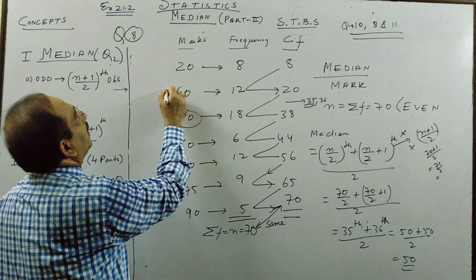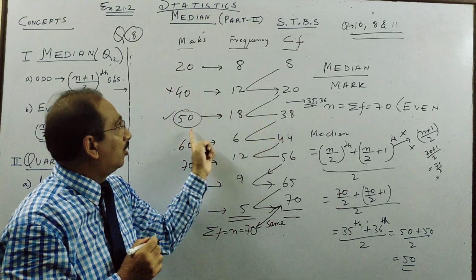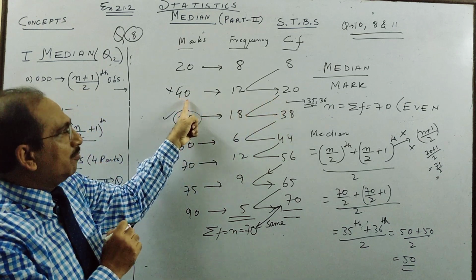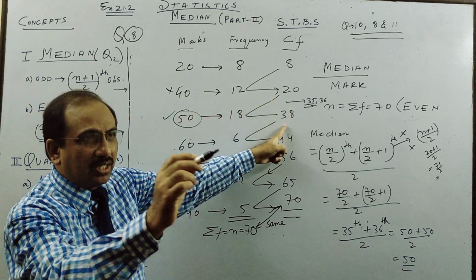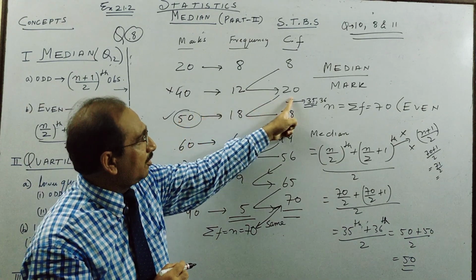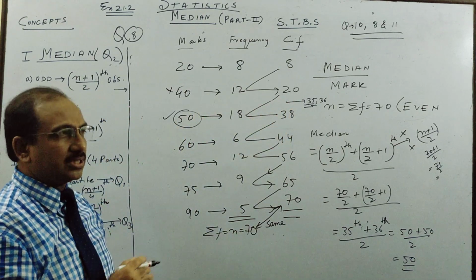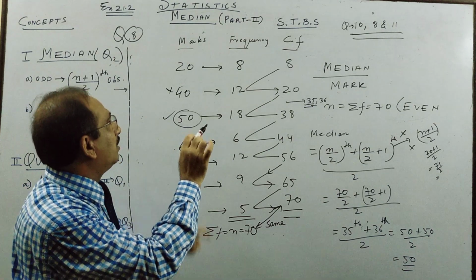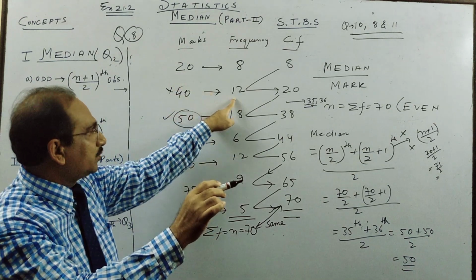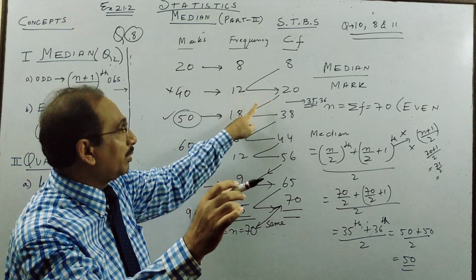Down one, you don't take; you take the upper value, because till 20 people they got 40 marks. From 21st to 38 people, if you arrange them, they have got 50 marks. So you understand, once more I am telling, make them stand in a line. 8 people with 20 marks, next 12 people with 40 marks, 20 people done.